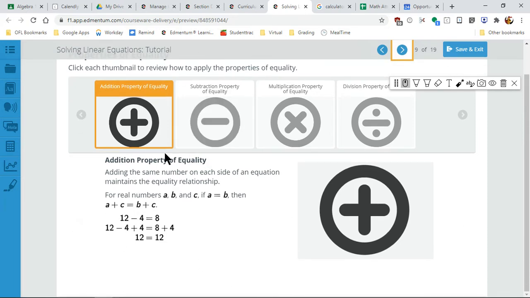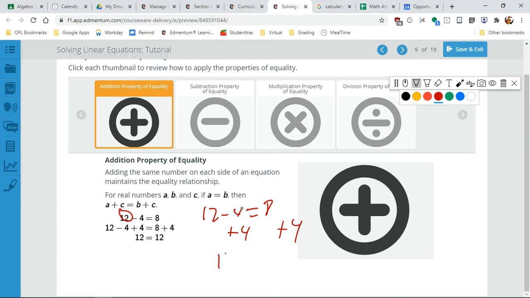so the addition property is literally just that. If you add something to both sides, if you take them away, then it's the same thing. So basically, if I have 12 on one side and I subtract 4, what it's saying is I have 12 minus 4 is equal to 8. So in order to get rid of this negative 4, I can add 4 to both sides, and I end up getting 12 equals 12. That's all it's saying. Whatever you do to one side, you do to the other. That's what all of these properties are.